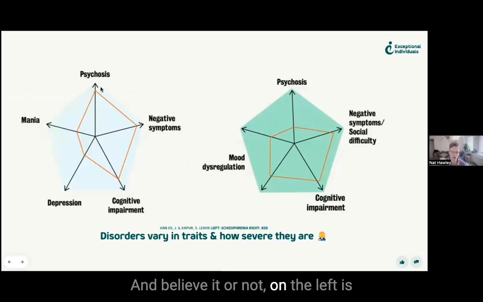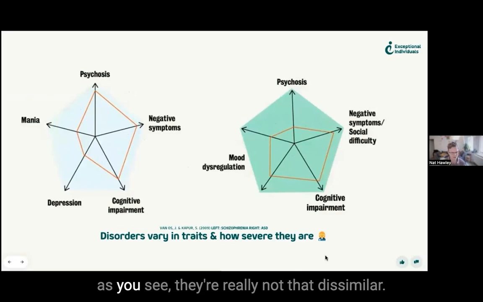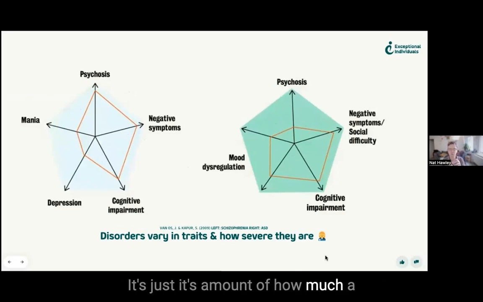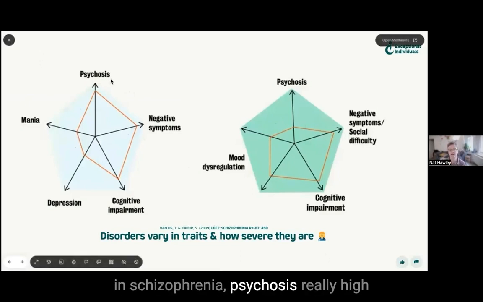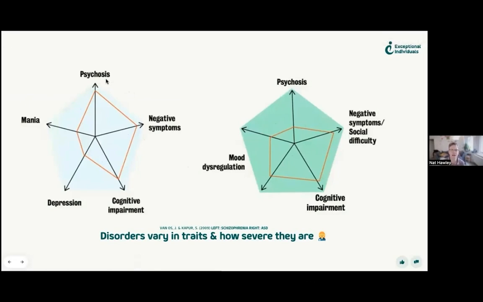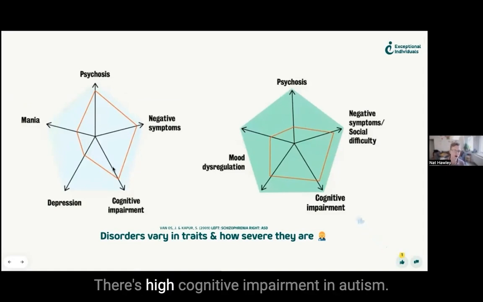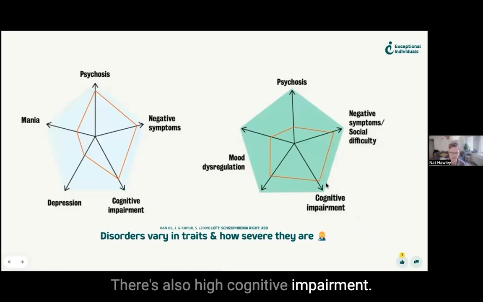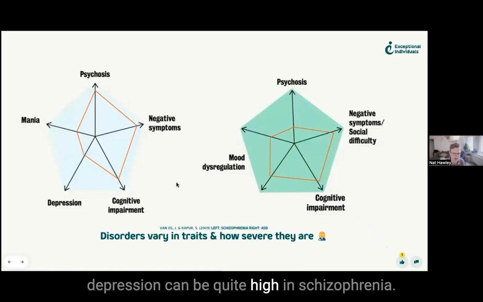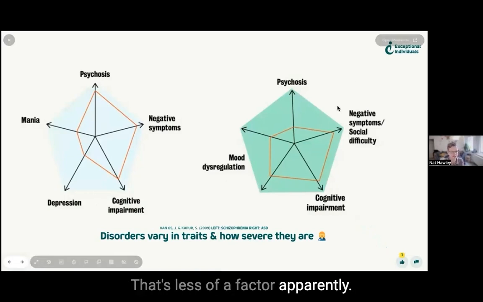And believe it or not, on the left is schizophrenia, and on the right is autism. As you see, they're really not that dissimilar. It's just the amount of how much a particular characteristic may affect you. In schizophrenia, psychosis is really high. In autism, it's quite low. In schizophrenia, there's high cognitive impairment. In autism, there's also high cognitive impairment. As you can see, but in autism, you'll see depression can be quite high. In schizophrenia, that's less of a factor, apparently.